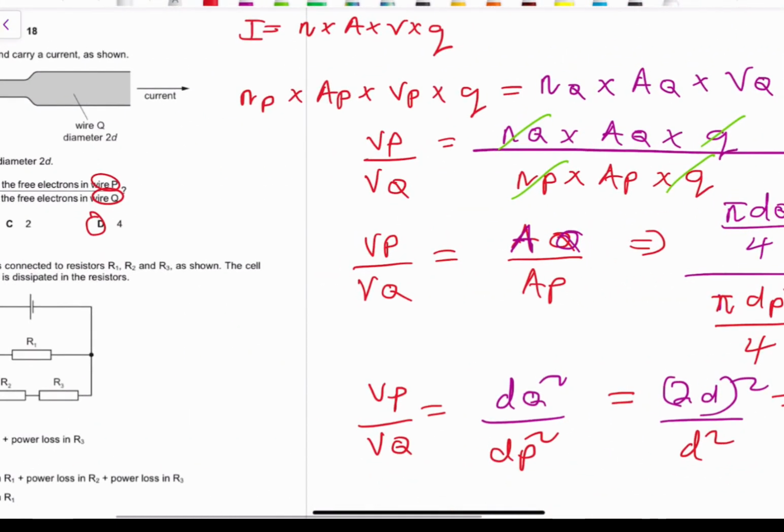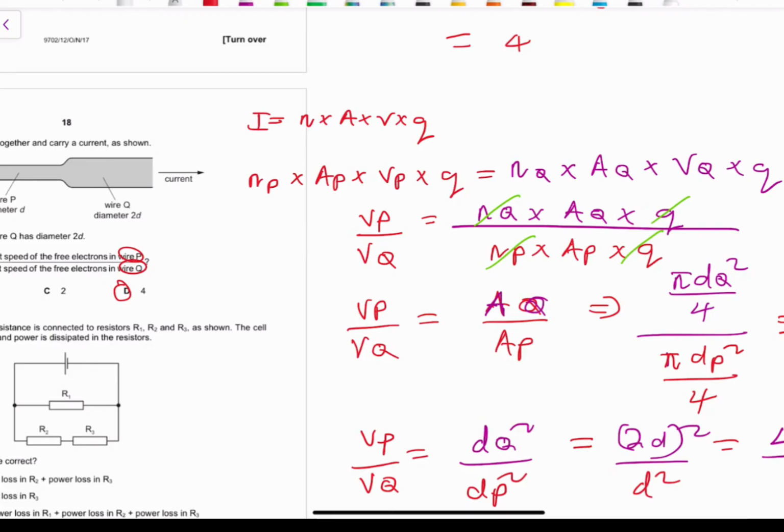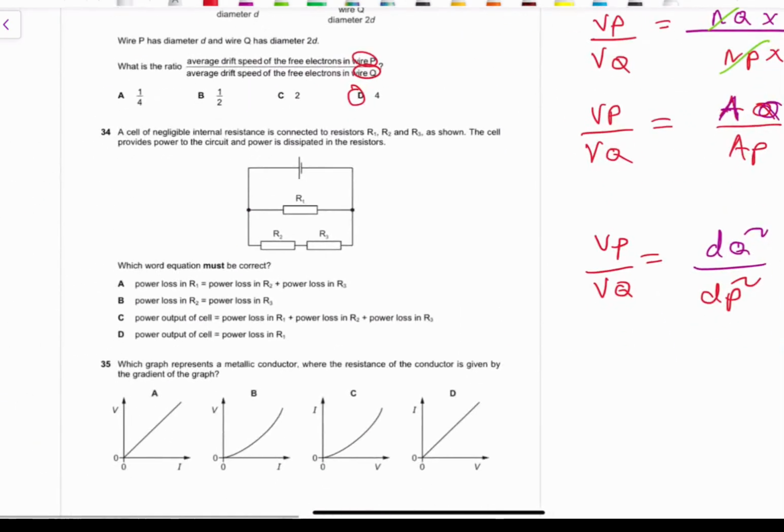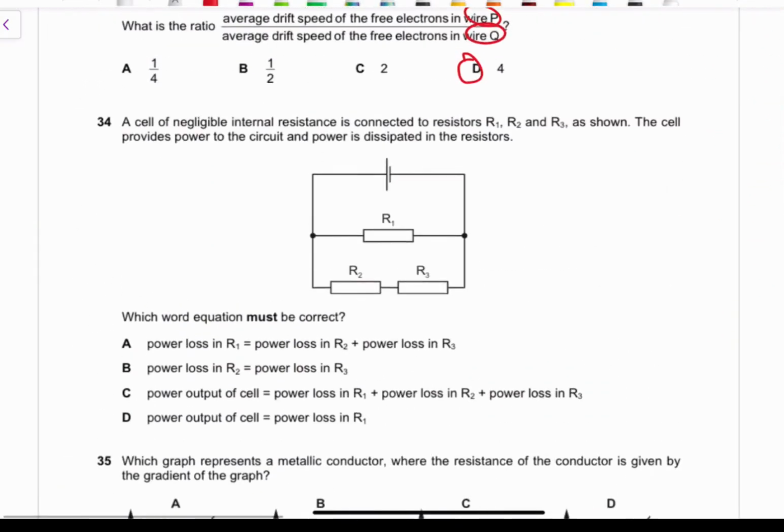Very important. We only knew that I is equal to NAVQ, and we created those two expressions and we just found the value of VP divided by the value of VQ. Okay, move on to question 34.